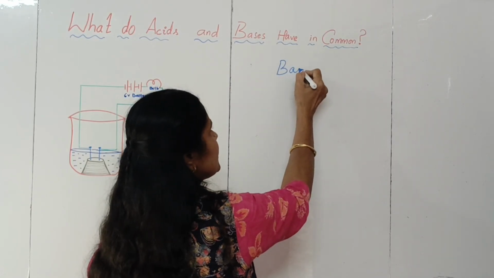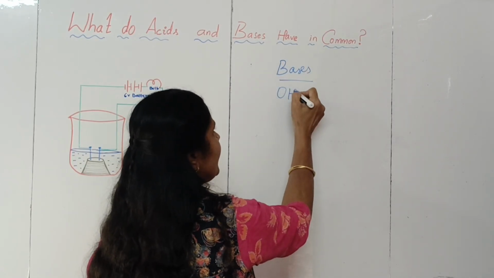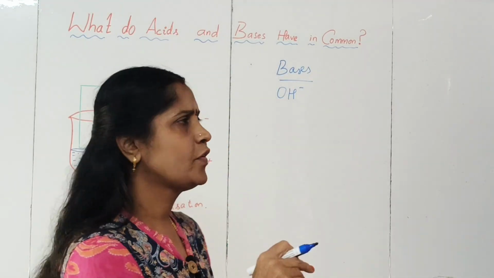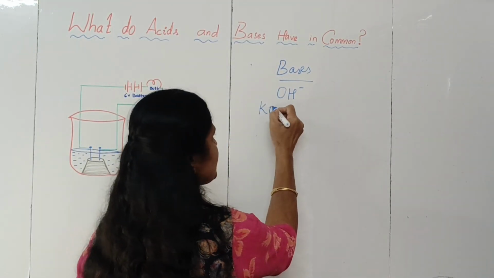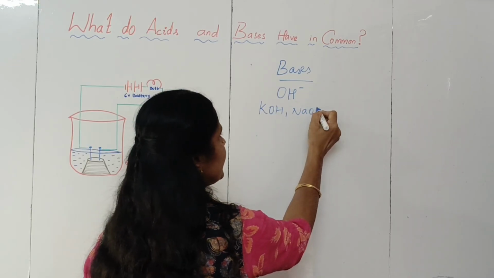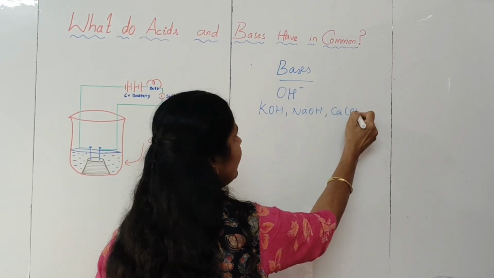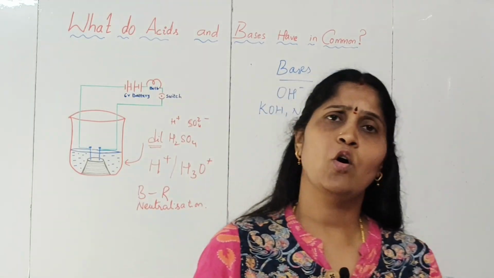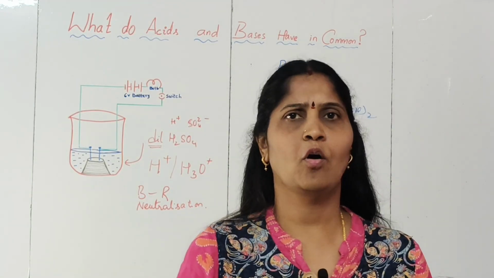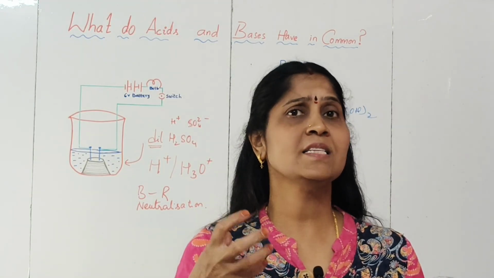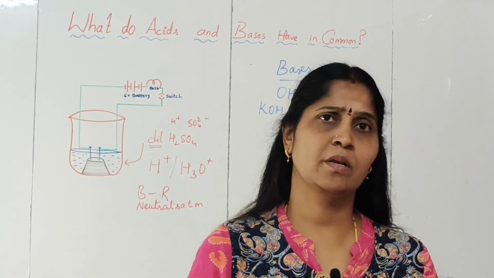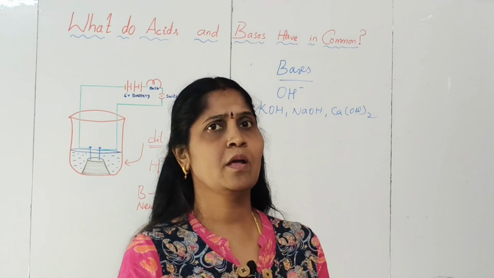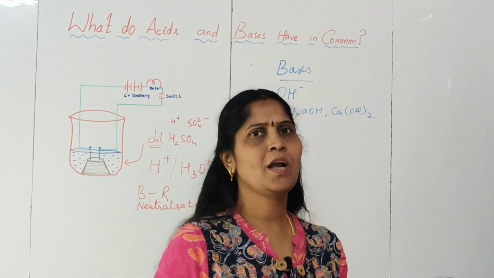So bases have hydroxyl ions in common. If you have to list some bases, we have potassium hydroxide, sodium hydroxide, calcium hydroxide. Like this we have different bases. All the bases have hydroxyl ions in common, and they release these hydroxyl ions in aqueous solution. Those bases which release hydroxyl ions in aqueous solution, which are soluble in water, are called alkalis.